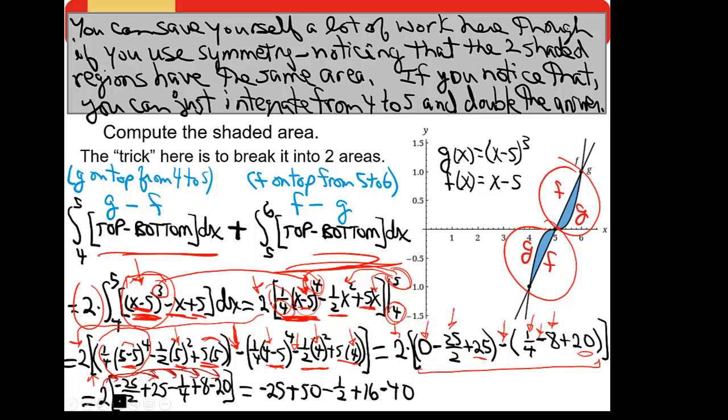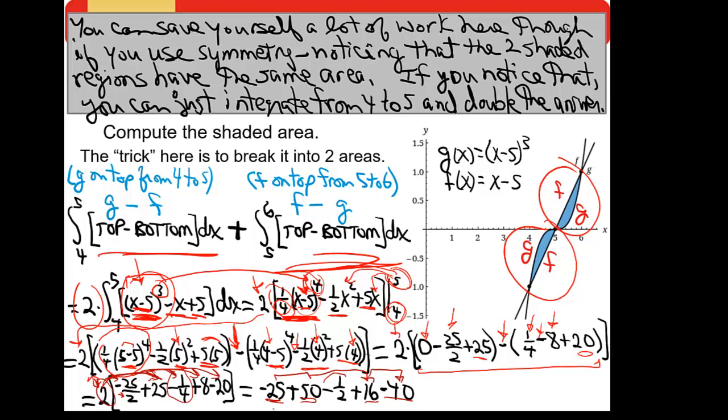When you double minus 25 halves, this 2 cancels with that 2 and you just get a minus 25. Then 2 times 25 is 50. When you double a negative a fourth, you end up with a negative a half. When you double 8, you get 16. And when you double negative 20, you get negative 40. So that got rid of all but one fraction. I would just deal with the numbers and then let that minus 1/2 stand to the end.